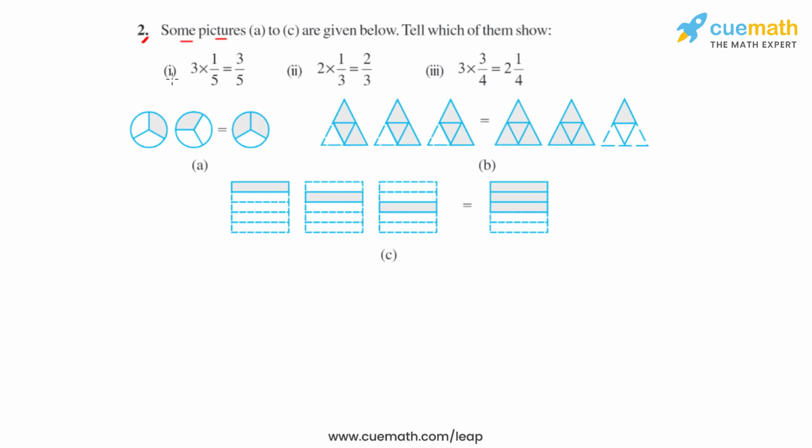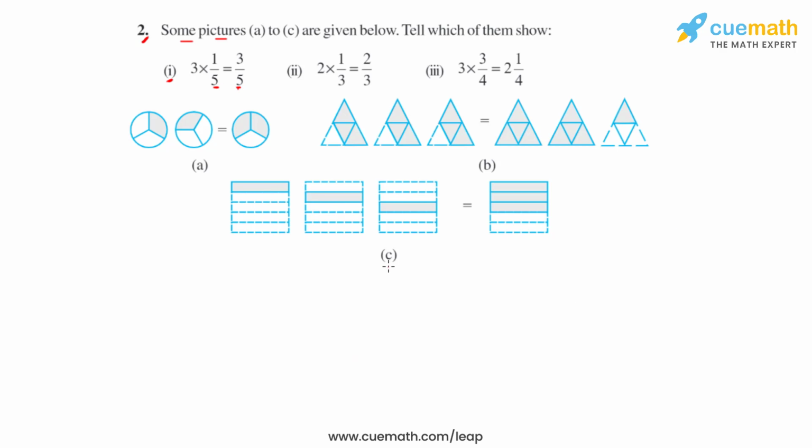So to start with, we have the first bit wherein we have 3 times 1/5. That means we have 3 figures, and in each figure there will be 5 parts of which one is shaded. And if we put such 3 figures together, we'll get 3/5.